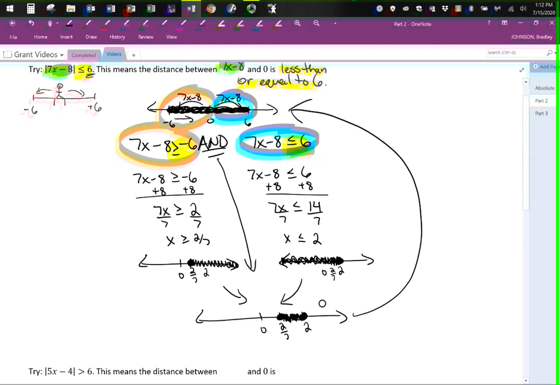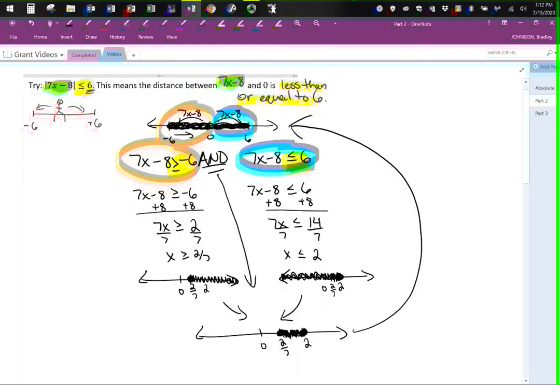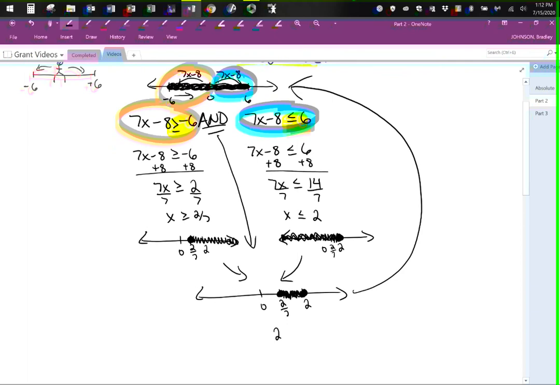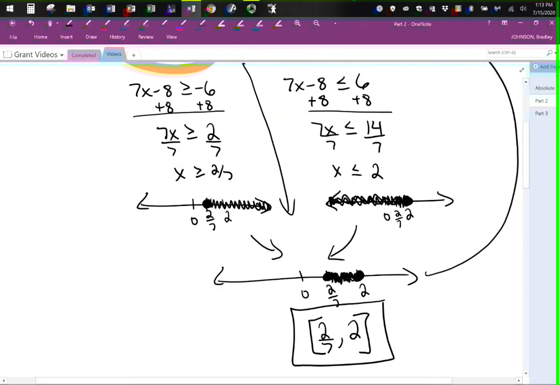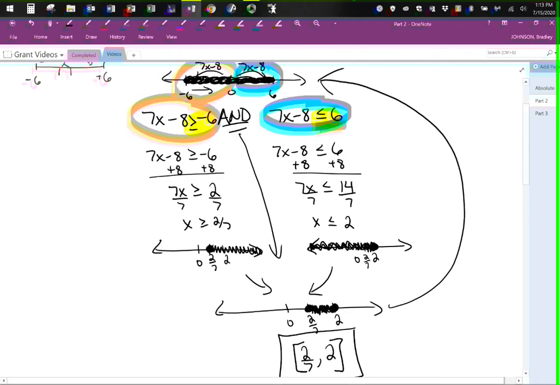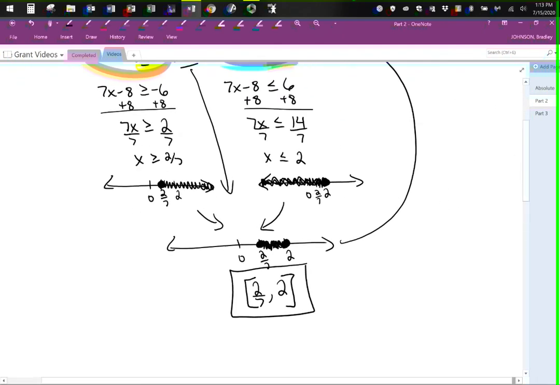So then what I can do here is write my interval notation that we have 2/7, I'll put a bracket, to +2. This would be my solution in interval notation. 2/7 to 2 would be my solution.